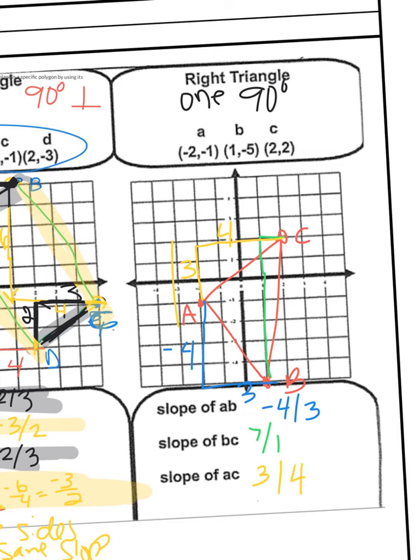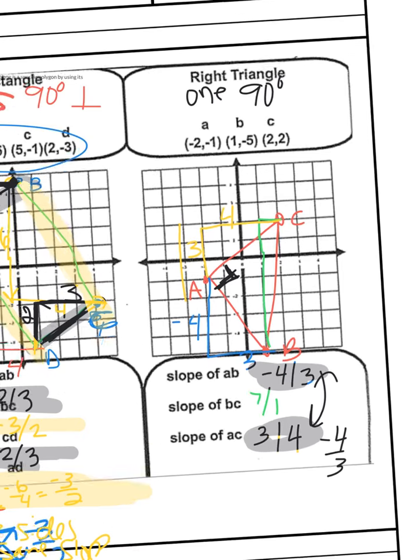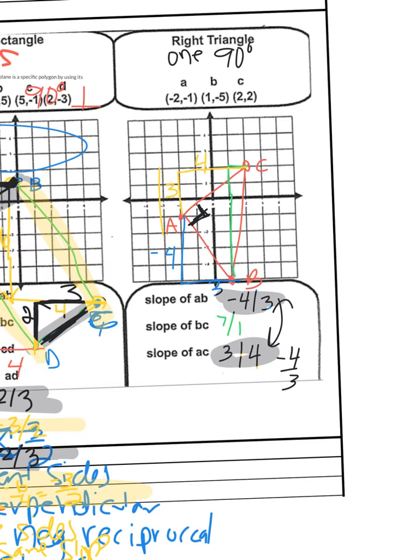So I can see the 7 over 1, that's not perpendicular to anything, but I notice that -4 over 3 and 3 over 4 are negative reciprocals. If I take 3 over 4 and flip it, it'd be 4 over 3, and then make it negative. So these two are perpendicular to each other. So we can see this angle right here is a 90-degree angle. So this is a right triangle. So there is one right angle.